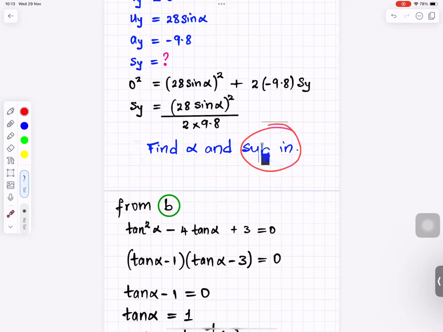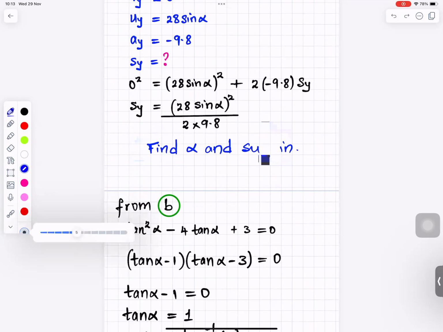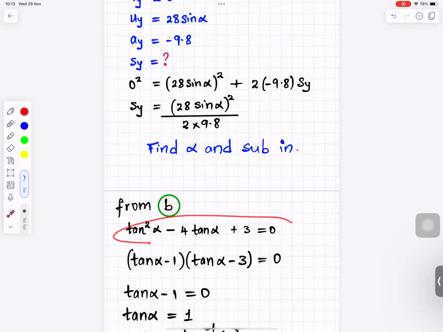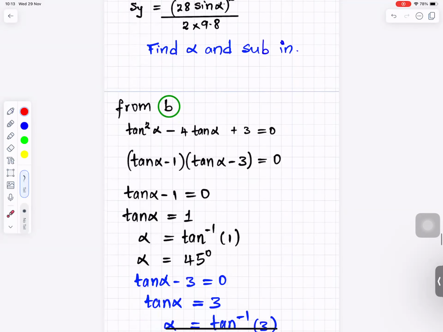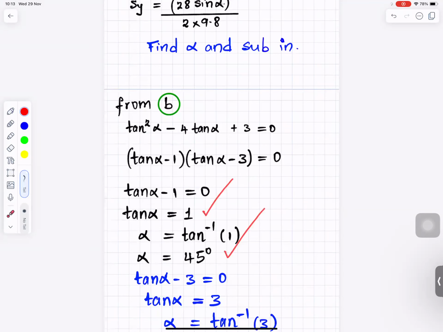So from part B, we knew tan alpha was, let me write this neatly, and sub in. We knew tan alpha was that expression, that quadratic. You solve the quadratic, you can call that x squared minus 4x plus 3 equals 0. Put it in your calculator and you solve it. You get tan alpha is 1, alpha is 45 degrees.